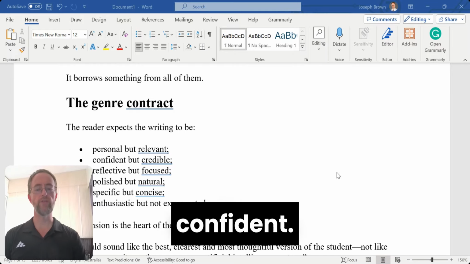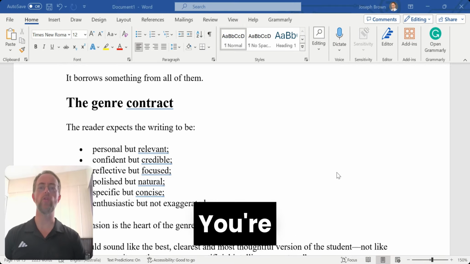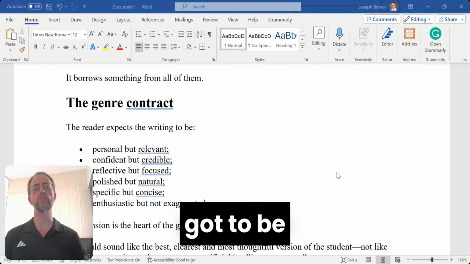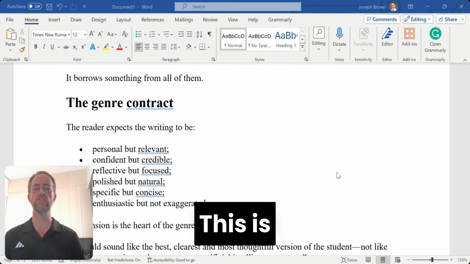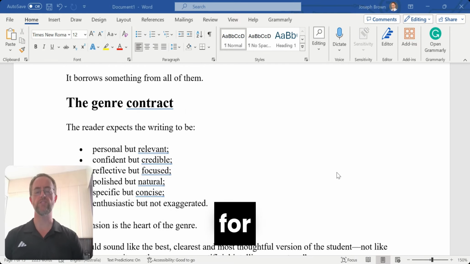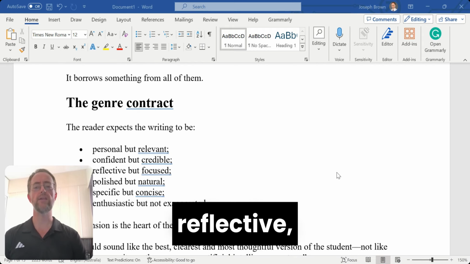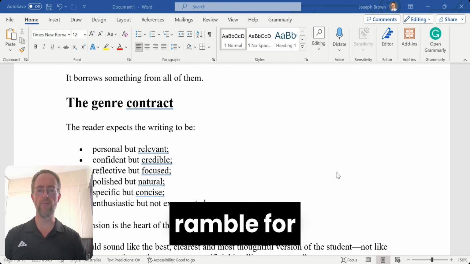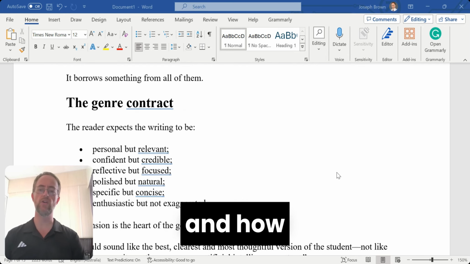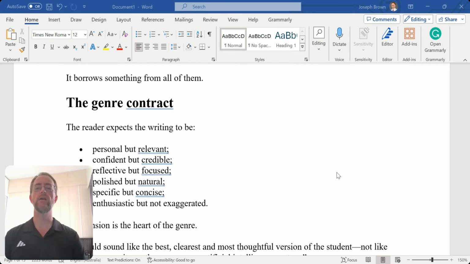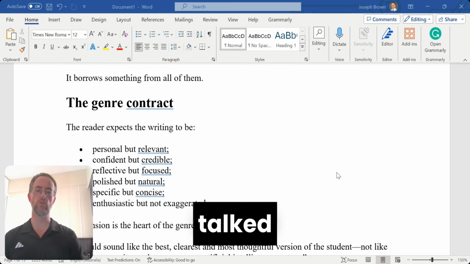It's got to be confident. You have to sound like you are ready to take on the challenge. You're the person to choose, but it's got to be credible. You don't want to sound like you're way over the top. This is ridiculous. You're too confident for someone who's just starting out at university. It's got to be reflective, but you don't want to go on a ramble for 3 pages about how you're interested in this and how you learned this and you learned that. It's focused to showing those things we just talked about.